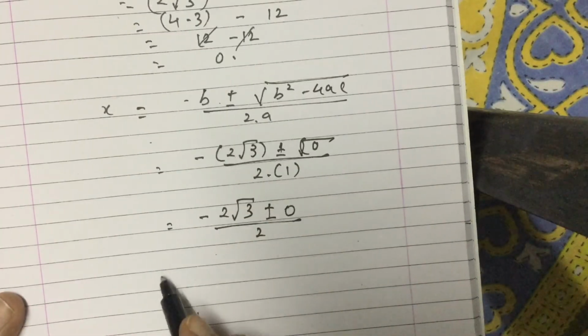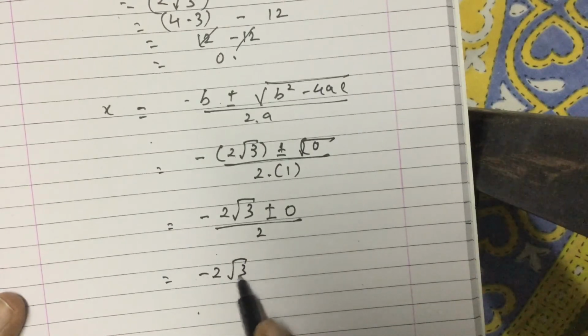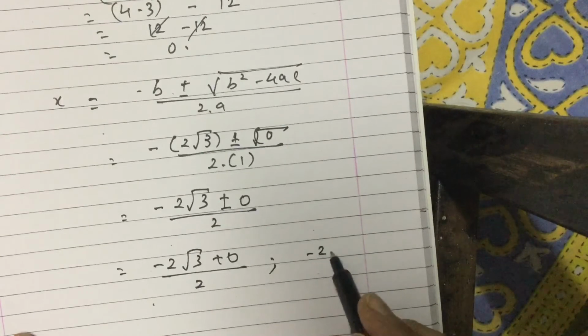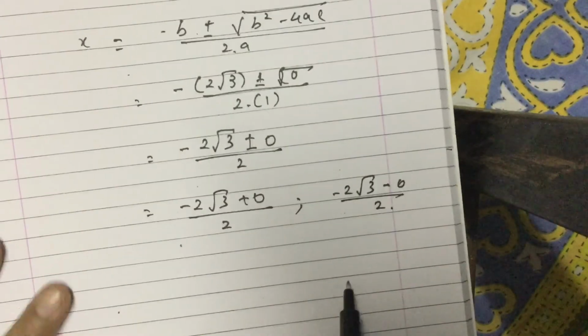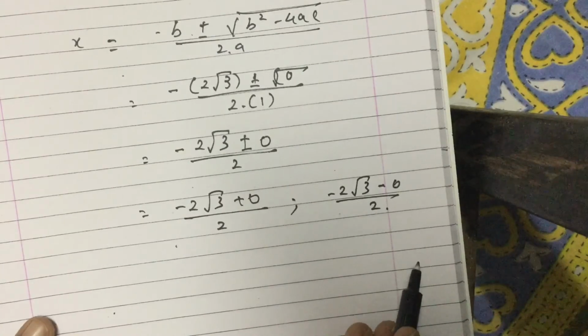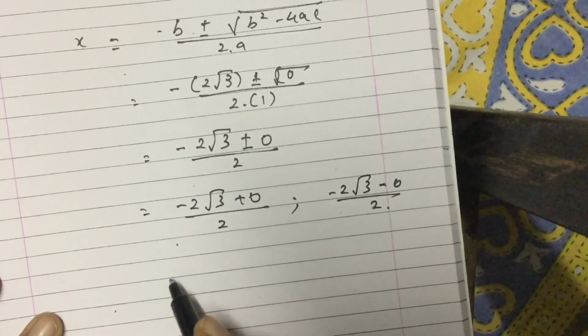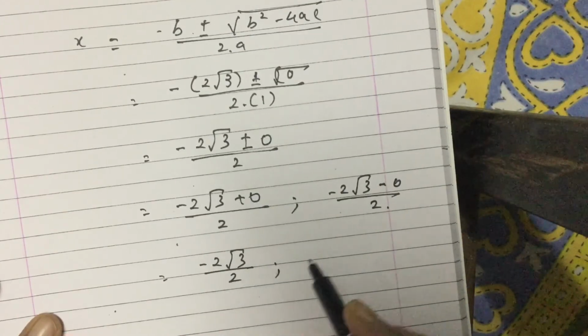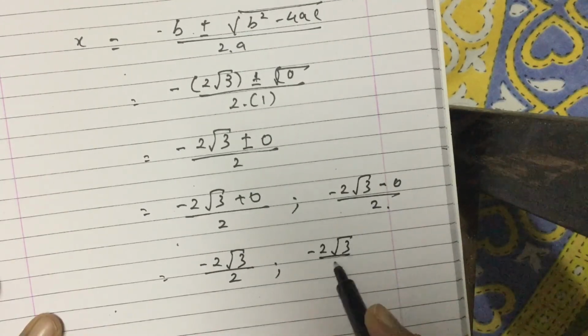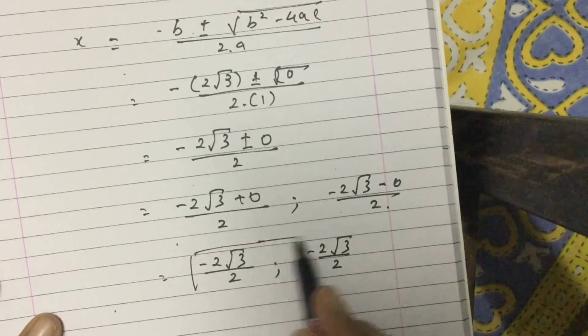Further we expand, that will be (−2√3 + 0)/2 and (−2√3 − 0)/2. See, if we either add or subtract 0, the value will remain the same. So it is −2√3/2 or −2√3/2. This will be the solution.